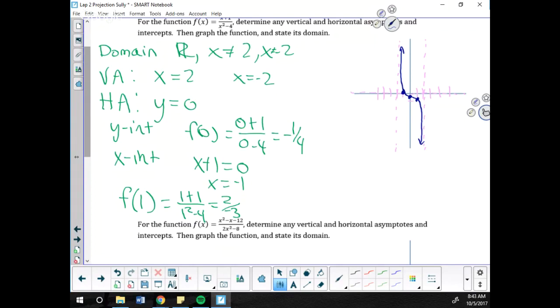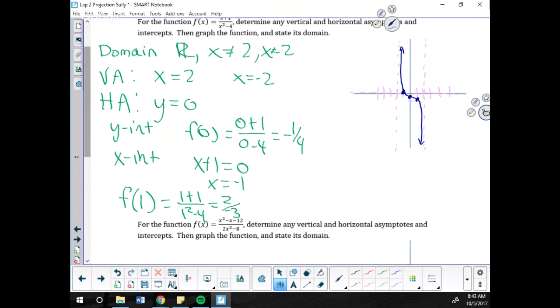Yeah? Where did you use the f of 1? F of 1 is right here, and I used it because I wanted to know if it made a cubic or a quadratic. Okay? Yeah? Have you ever crossed vertical asymptotes? No, never, because it makes that denominator 0.